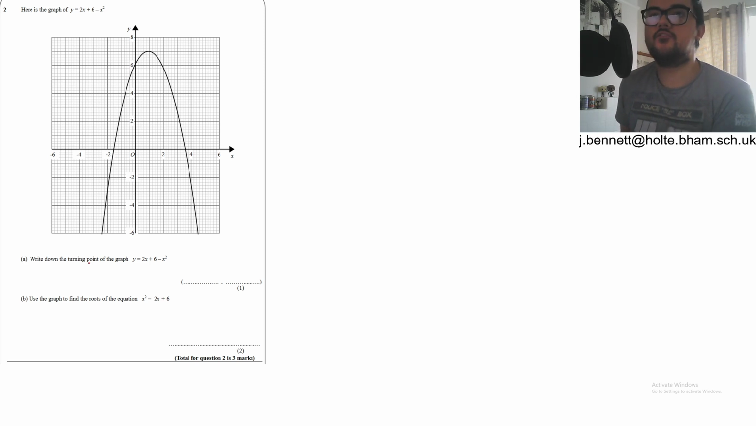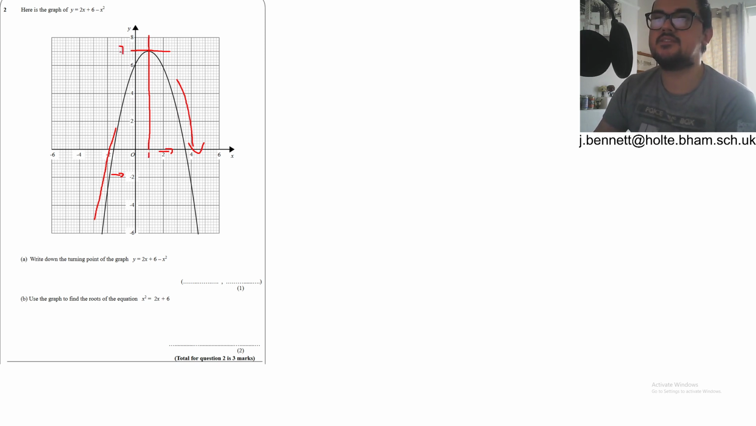Here is a graph of 2x plus 6 minus x squared. So they've changed the order around, but it's still a quadratic equation. Right, and the turning point, okay, so you can see here, it has a positive gradient, because as the x value gets larger, so does the y value, and then here it's negative, because as the x value gets larger, the y value gets smaller. We want to know where the turning point is, and the turning point is here. You just do a little cross, and that can help you figure out the x value and the y value. So here we have 1, here we have 7. So we have 1 and 7.